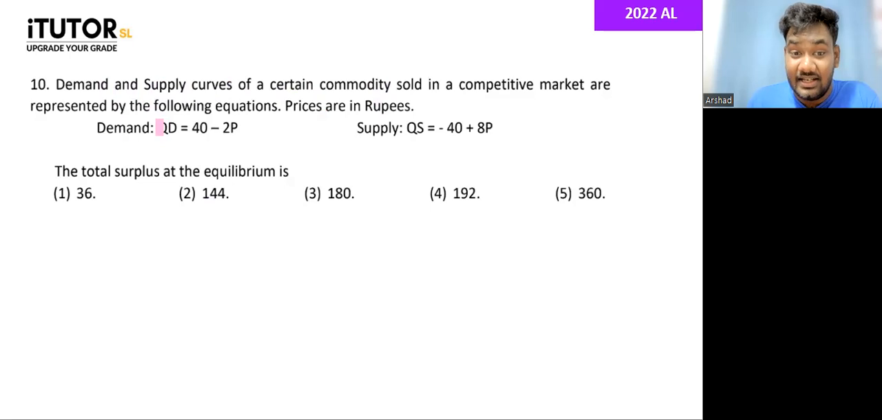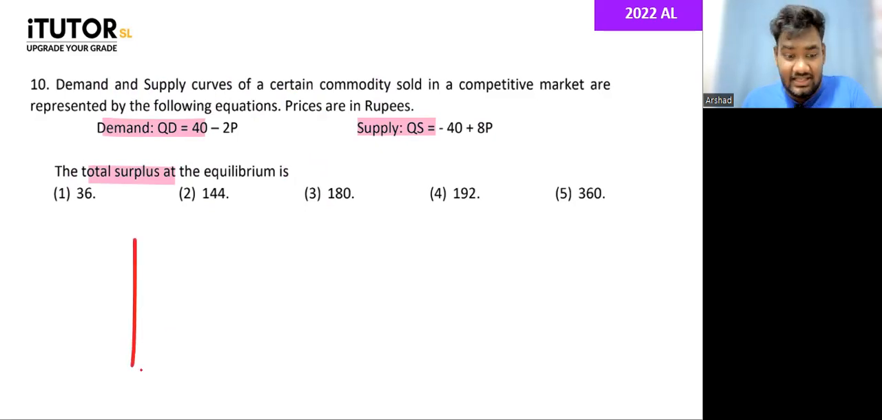Demand equation is given, supply equation is given. They're asking for the total surplus. Total surplus means economic surplus. Can you all quickly give me the numbers, because I'm not going to do the calculation for you. First of all, can someone give me the equilibrium price and quantity?